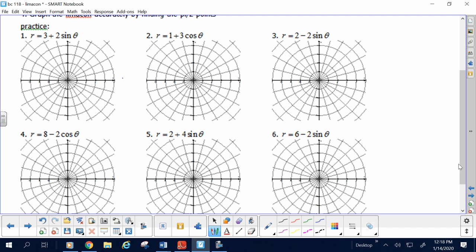At 0, what's r? 3. At pi over 2, what's r? 5. At pi, what's r? 3. At 3 pi over 2, what's r? 1. Okay, so now we're going to graph a concave limacon. And so it should look something like that. It should have a concavity to it. Okay? Try the next one on your own.